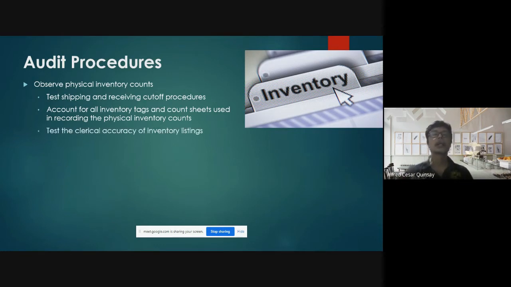And then test the clerical accuracy on inventory listings. Yan. So this is one of the transaction level assertions, no? Okay, accuracy.